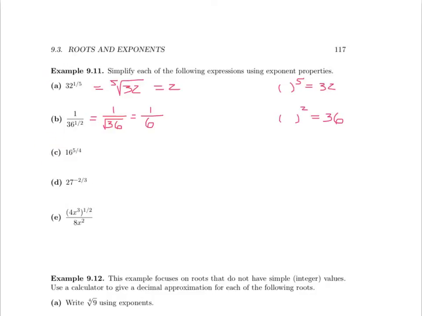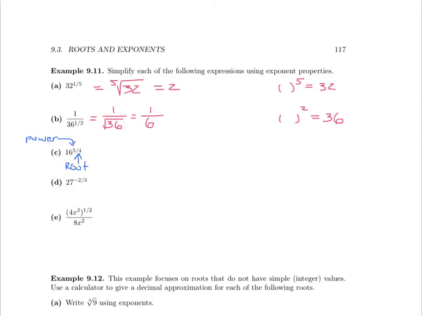Now let's look at part C. We have 16 raised to the 5/4. Well, remember what we discussed. The 4 here in the denominator represents a root. And the 5 that's in the numerator, that represents a power. To calculate this expression, we are going to have to take the number 16 and raise it to the 5th power and also take the 4th root. We can only do these one at a time. The question is which one we should do first.